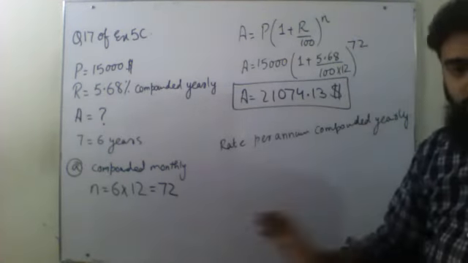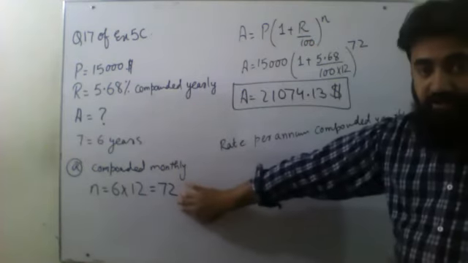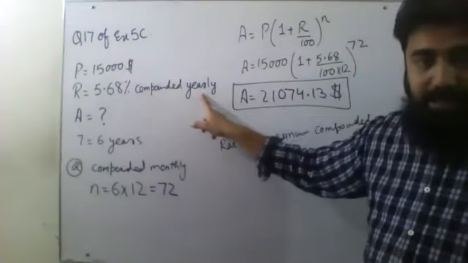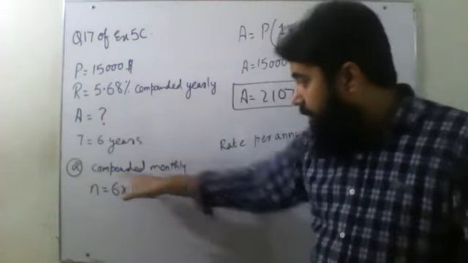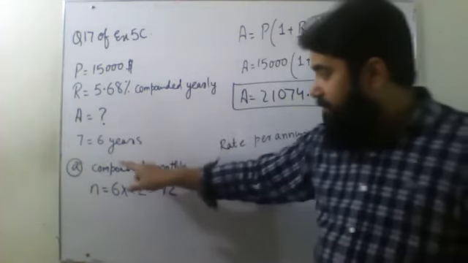That's it. No changes. Nothing being divided. What is the difference over here? It was written compounded yearly. The interest rate is for a year, but it is compounded on a monthly basis. Okay, so that's why I have done this.